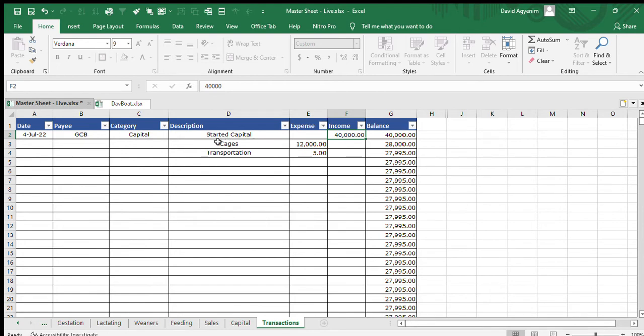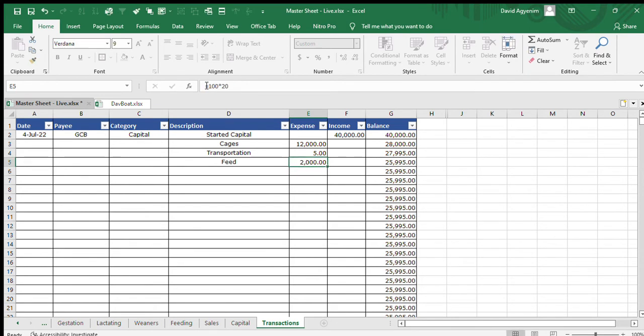Then I bought kgs. I bought like 6 kgs at 2,000, 12,000. It reduces my balance. Then transportation. Maybe I bought feed. Let's say you bought 20 bags of 25 kg. So this is it, 100.